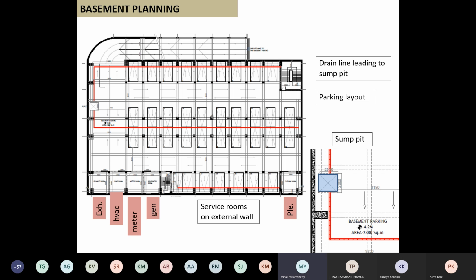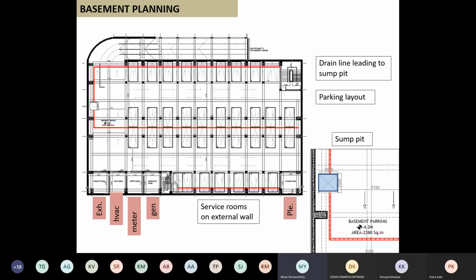So yes, you have generator rooms. Meenal: Yes, I have a doubt. So ideally, all these service rooms should be on the external wall, or should it be on the internal ones? Okay, good question. Ideally, I want it to be on the external facade, because it saves my cost.